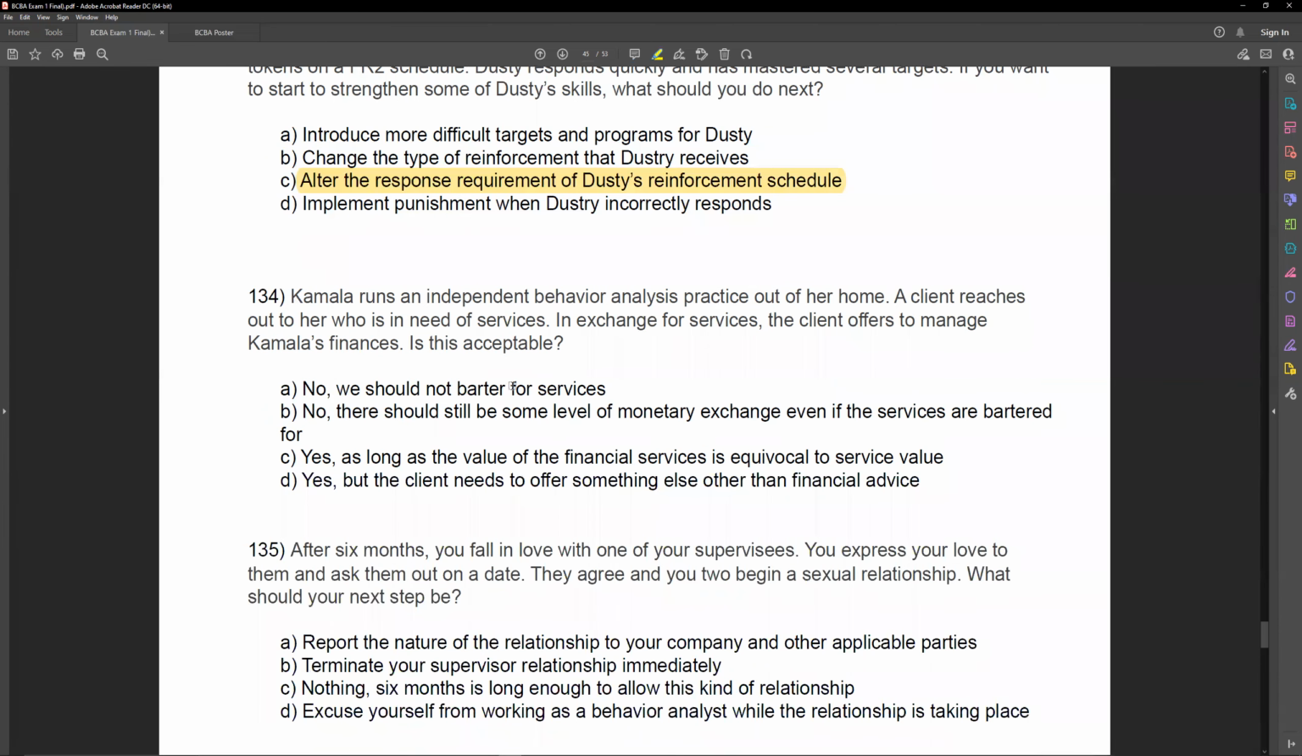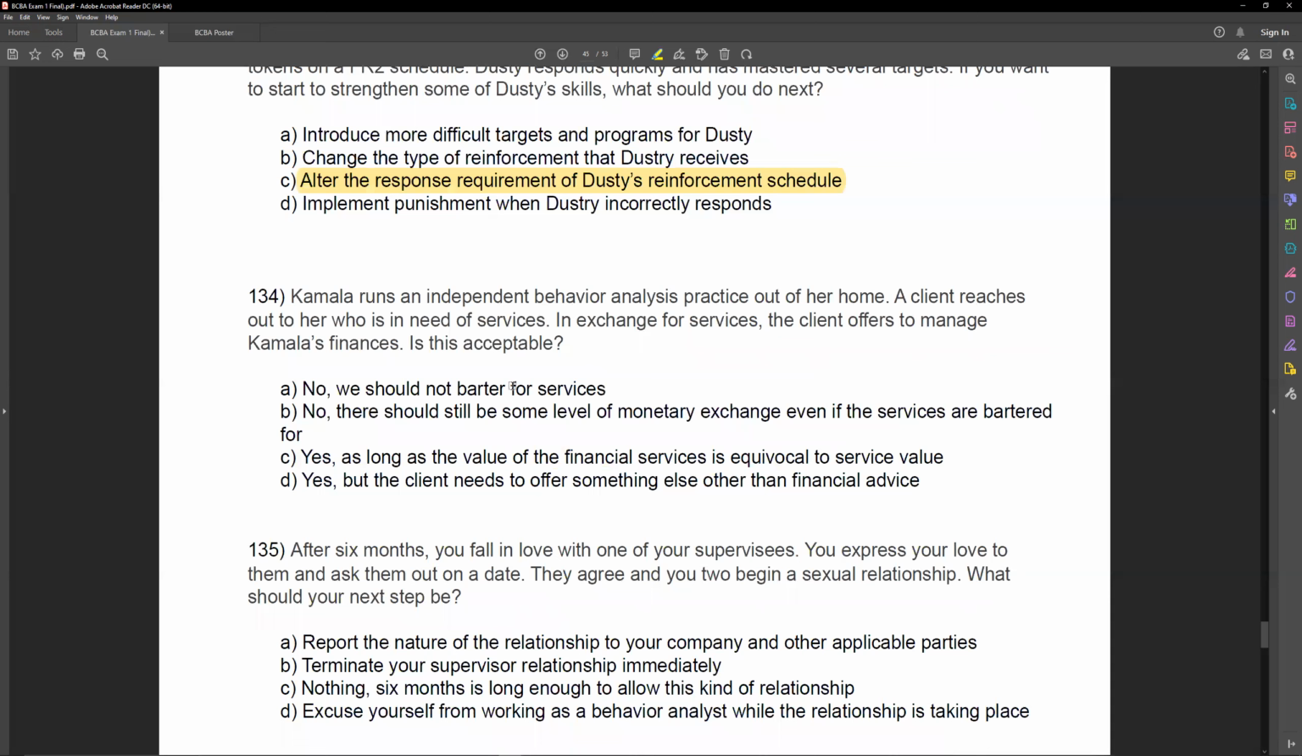134, Kamala runs an independent behavior analysis practice out of her home. A client reaches out to her who is in need of services. In exchange for services, the client offers to manage Kamala's finances. Is this acceptable? What is occurring here? This is a bartering situation.